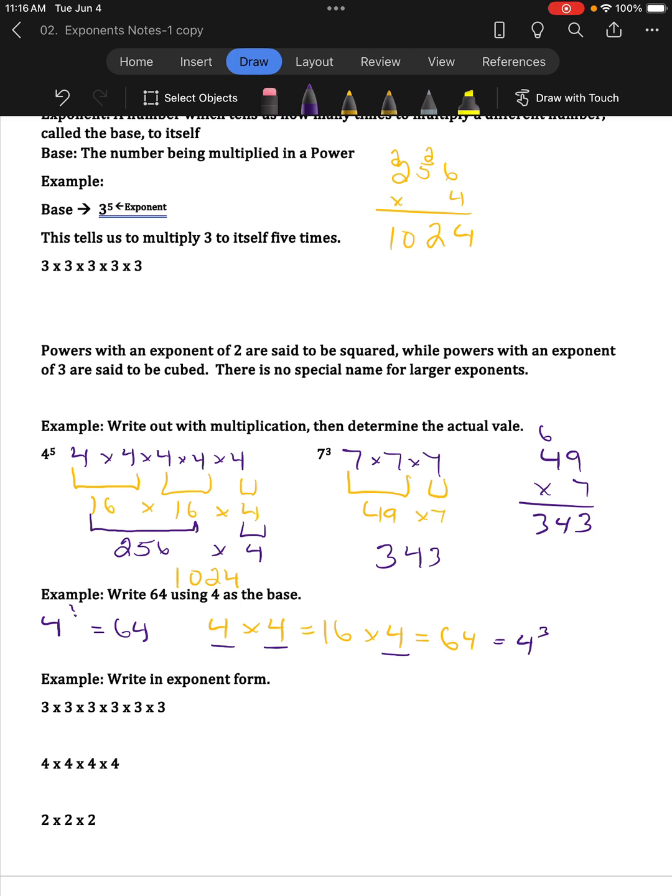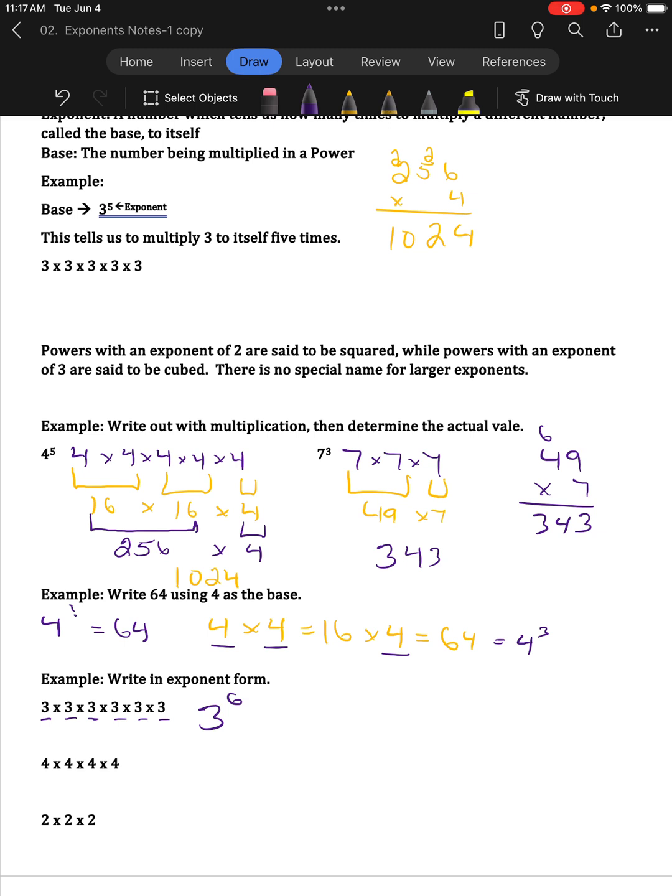The next batch of examples, nice and easy. Write in exponent form. We're not trying to figure out the value. We're just going to write the base with a power. All you have to do is count. How many 3's are in this first example? 1, 2, 3, 4, 5, and 6. So we have 3 to the 6th power.